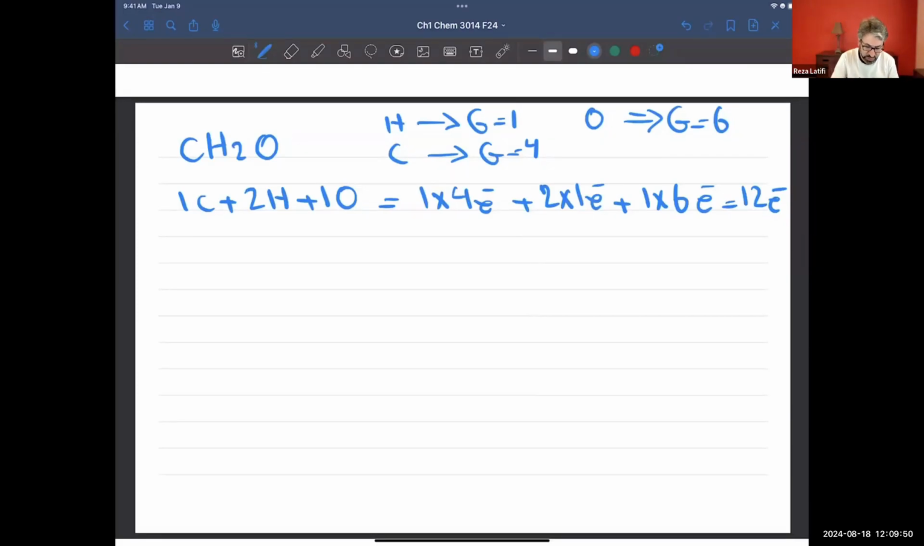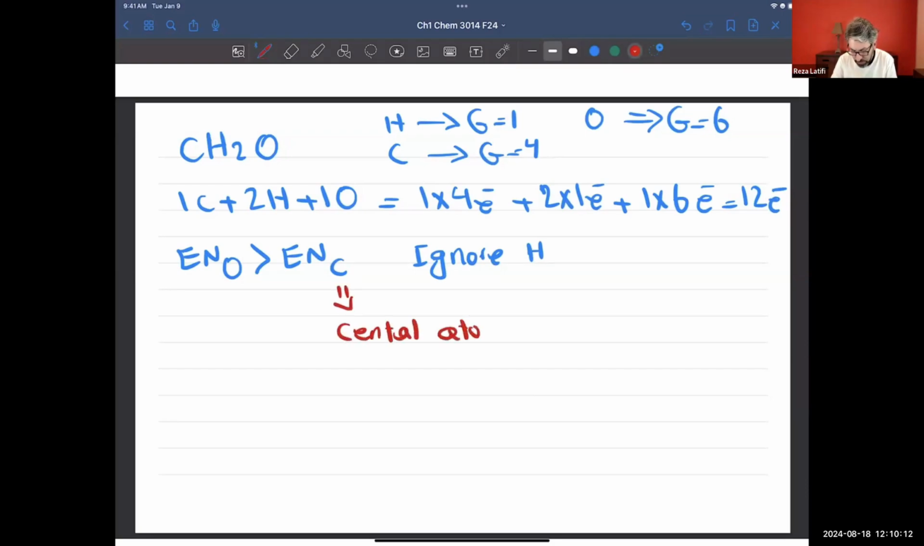So in this case, hydrogen will go outside. We have carbon and oxygen. We're going to sort them based on electronegativity. Oxygen has higher electronegativity than carbon. And again, reminder, ignore hydrogen. Okay, ignore hydrogen. So that means carbon is the central atom, and we have 12 electrons.